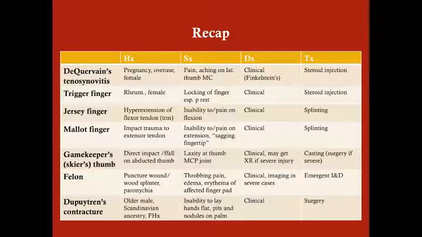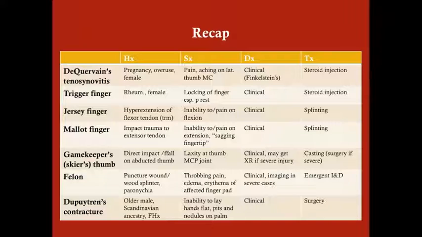Gamekeeper's thumb, or skier's thumb, which I would imagine you're not going to have many gamekeepers in your practice, you'll probably see more skiers. This is due to a direct impact or fall on an abducted thumb. And the symptoms will be laxity at the thumb metacarpophalangeal joint. Diagnosis is also clinical, and you may get an x-ray if you think that there's a severe injury, if you think there may be any fracture involved. But the best treatment for skier's thumb is casting.